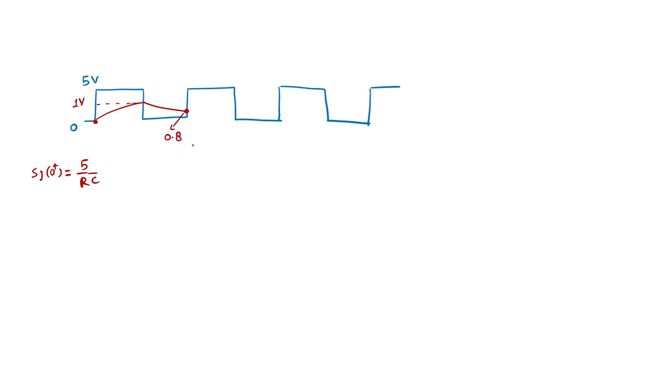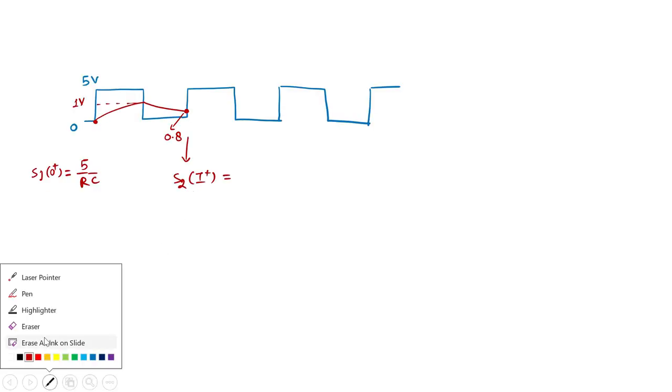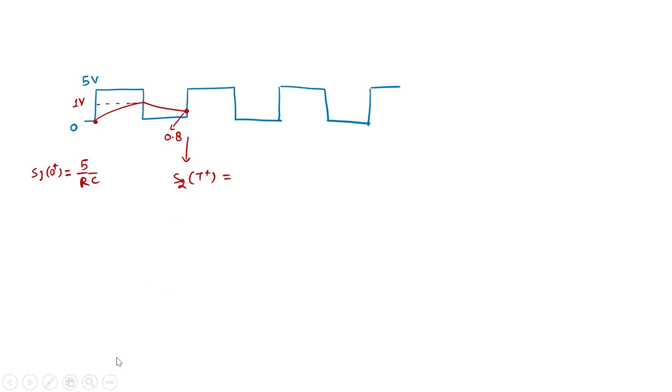And after this is the 0.8. So after that the initial slope is different. Here the initial slope, which I call S2, at T positive, is 4.2 by RC. So it is different. The amount change here I have considered as 0.8 only, so it has reached 1.6 volt. After that we are seeing that the discharging slope is increased.